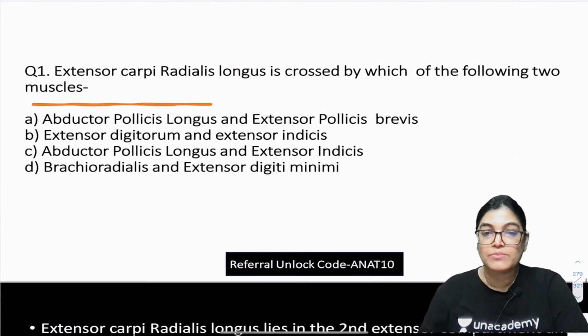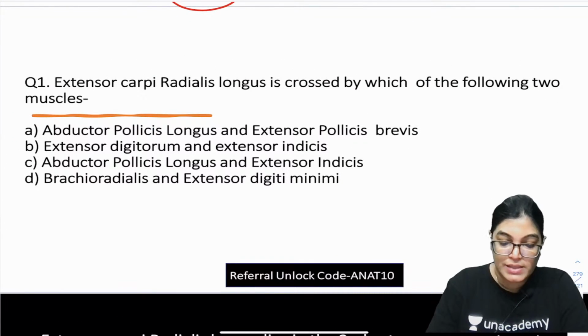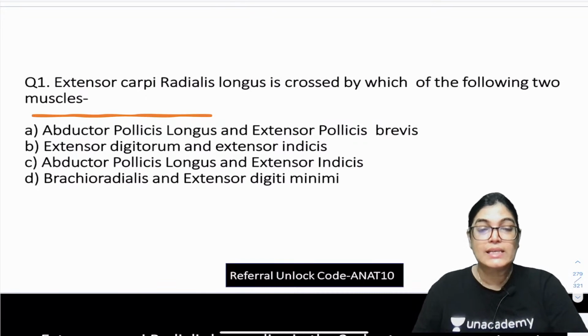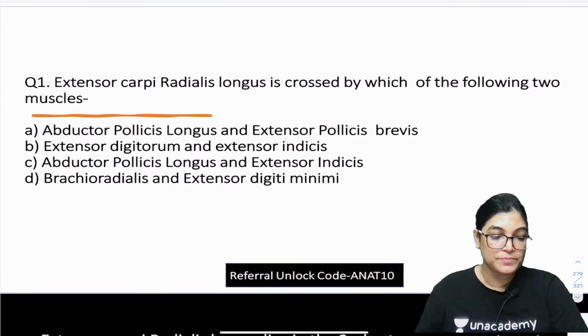So let's start with the MCQ session. Let's start with the first MCQ of today's session. Okay, all the best students. I will just give you 30 seconds, otherwise I will explain, don't worry. So quickly we will discuss all the MCQs.